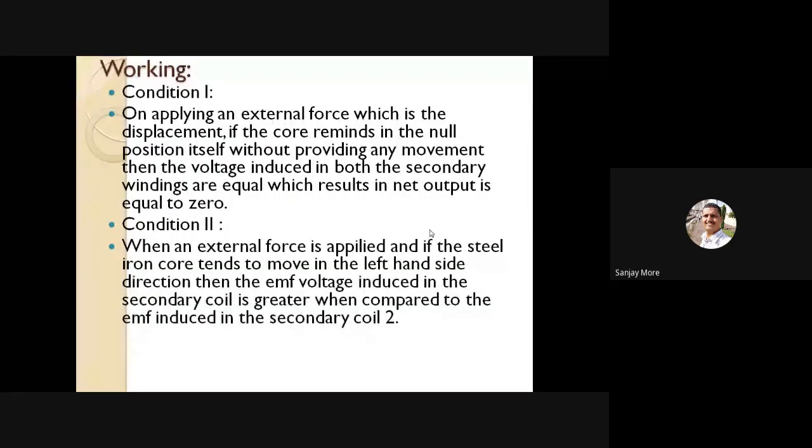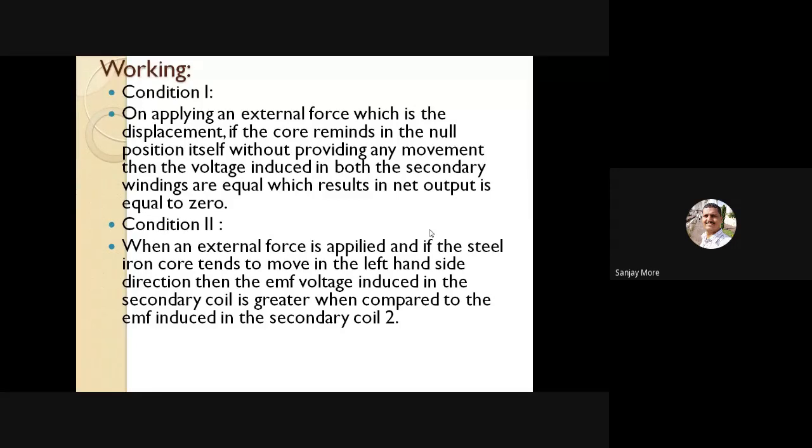In LVDT, two conditions are there. One is the zero condition, or balance condition, or null condition. So condition one: on applying an external force, which is the displacement, if the core remains in the null position itself without any movement, then the voltage induced in both the secondary windings is equal, which results in a net output equal to zero. This is the balance condition or null condition.